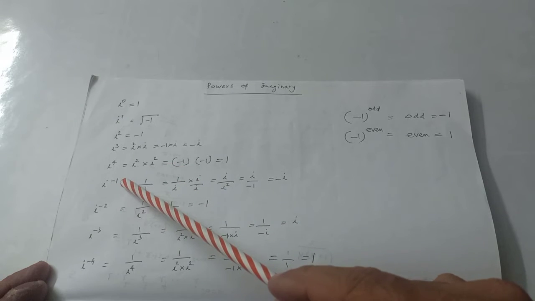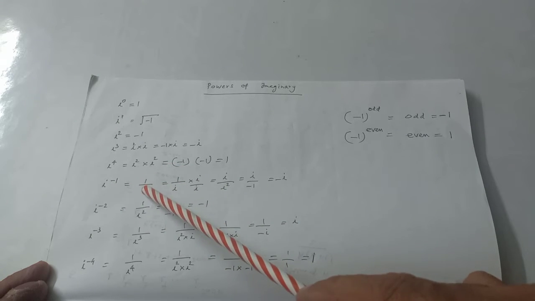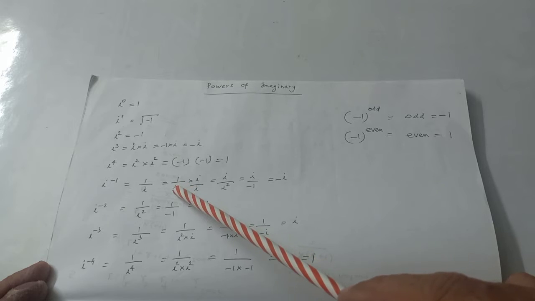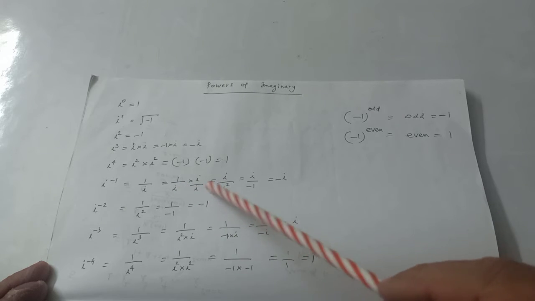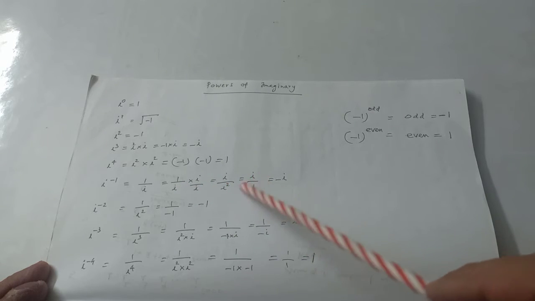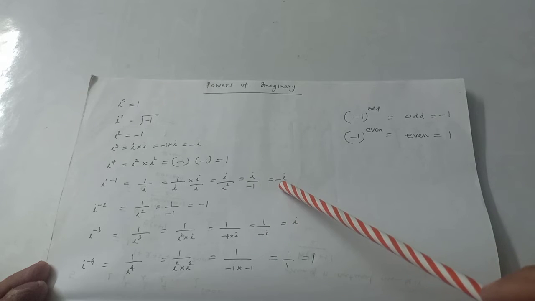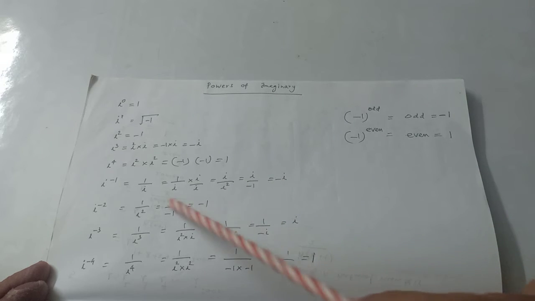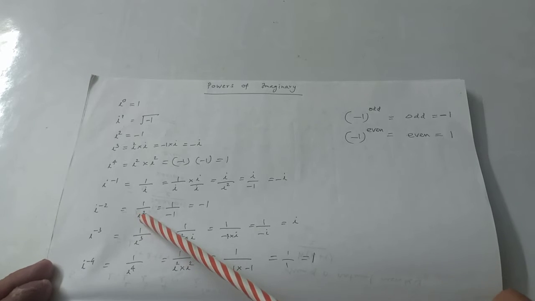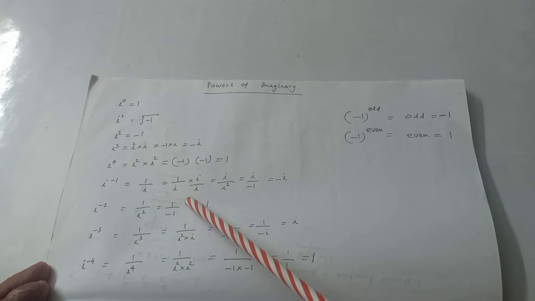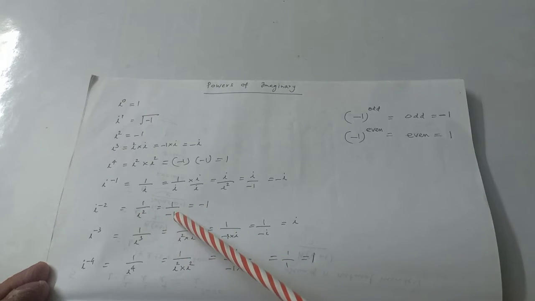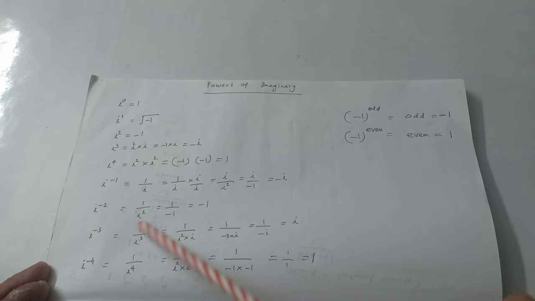i to the power minus 1 is equal to 1 by i. Multiply and divide by i: i by i square. i square value is minus 1, so minus i. i power minus 2 is equal to 1 by i square. 1 by i square, value minus 1, is equal to minus 1.